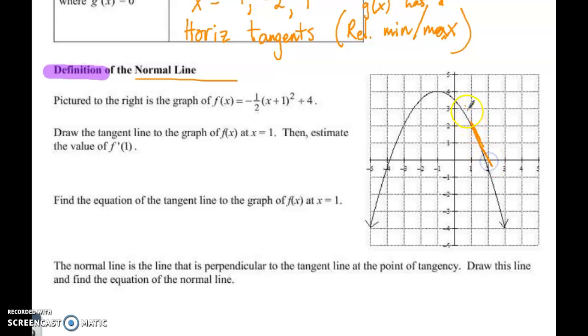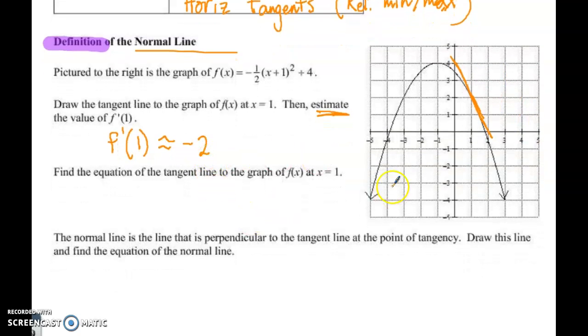And it looks like that slope is about negative 2. I don't know if that's exactly correct, but we're just going to estimate the value. Based off of what we have, it's about negative 2. So if we asked you to find the equation of the tangent line, then we would write it the way we want: y equals that slope that we approximated, times x minus the x coordinate. Oh, we don't know the y coordinate.